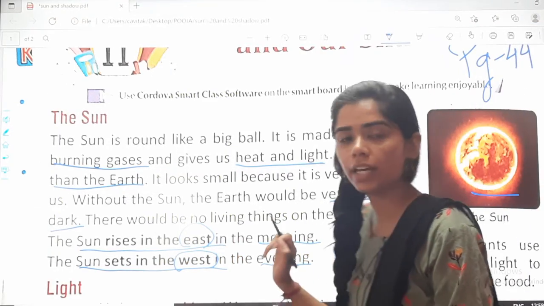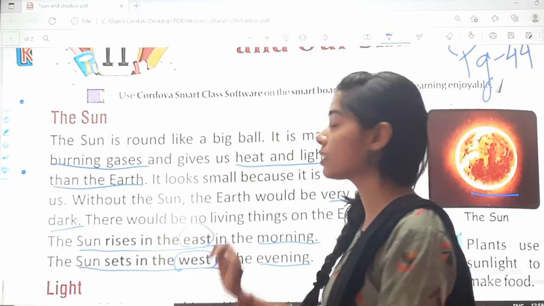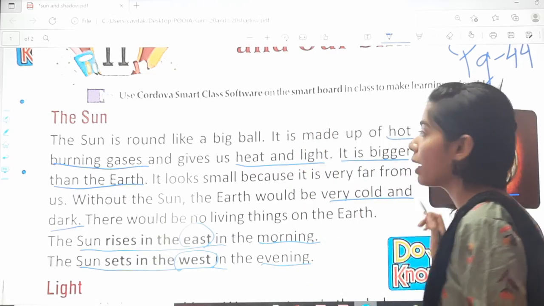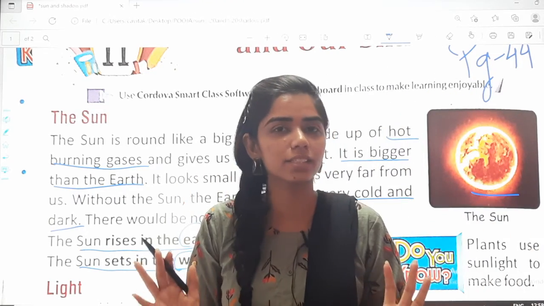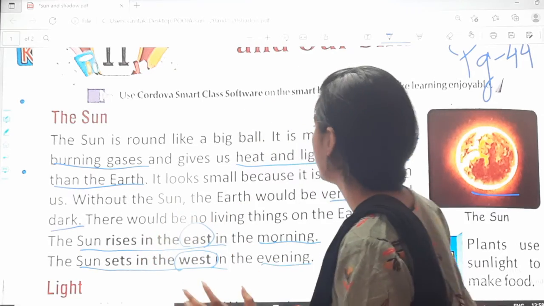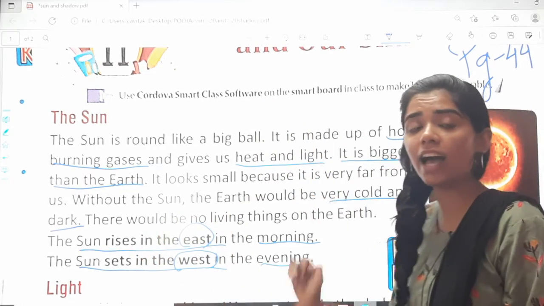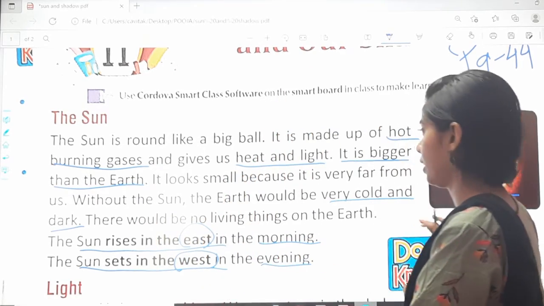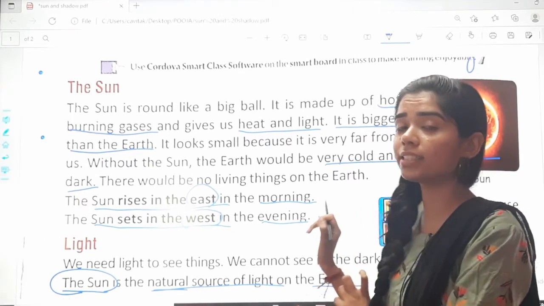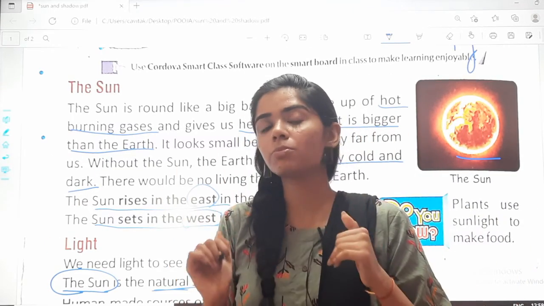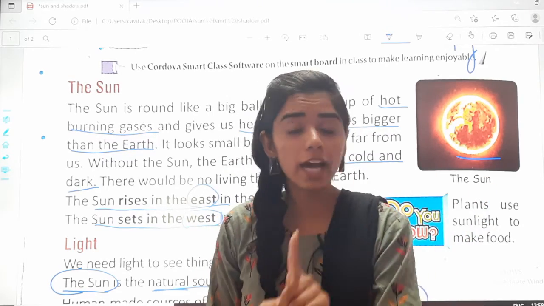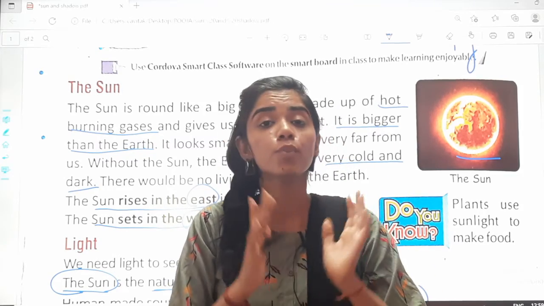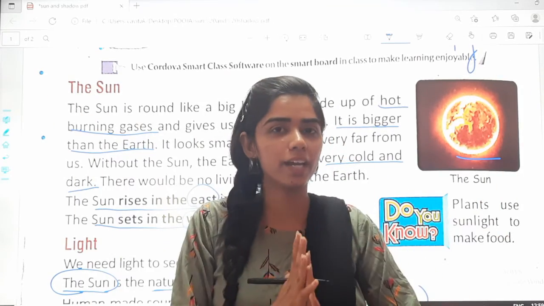See, we studied about the sun. That is, the sun is round like a big ball, round in shape. It is made up of very hot burning gases. And it gives us heat and light. Then we also studied that the sun appears to be small when we see, but in reality it is bigger than the earth. Okay, the size of the sun is much bigger than our earth.